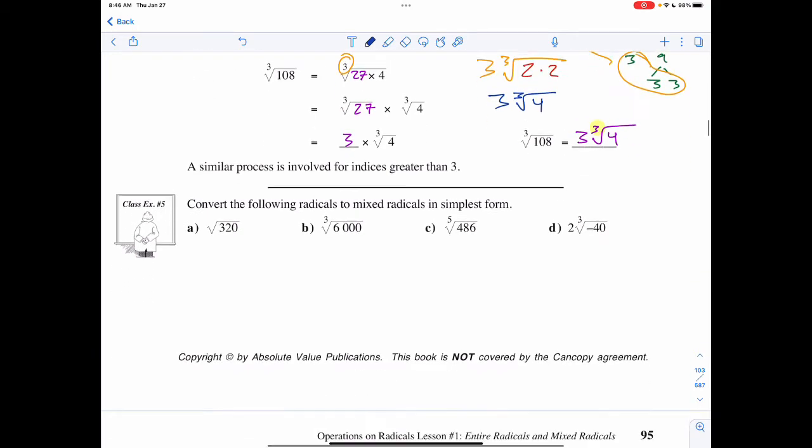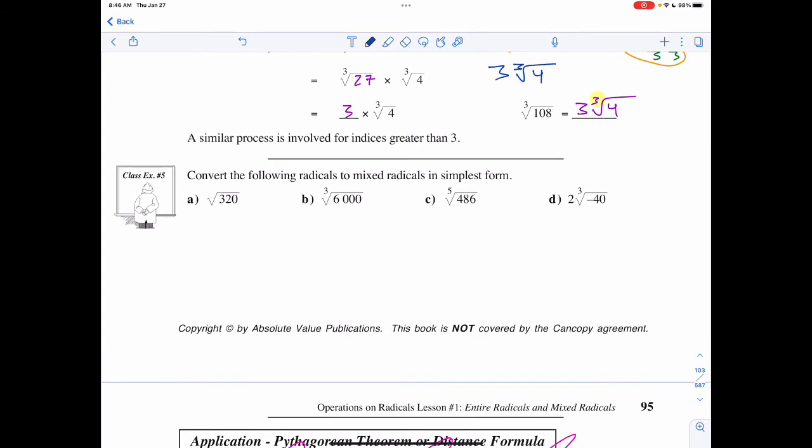So if I'm using this to convert these radicals into simplest mixed form. Simplest mixed form just means the radicand no longer has a factor that is a perfect square, a perfect cube, or perfect fourth, whatever the index happens to be. So if I take the square root of 320, the biggest perfect square I can pull out of there is 64, and I'm left with 5. Square root of 64 is 8, root 5.